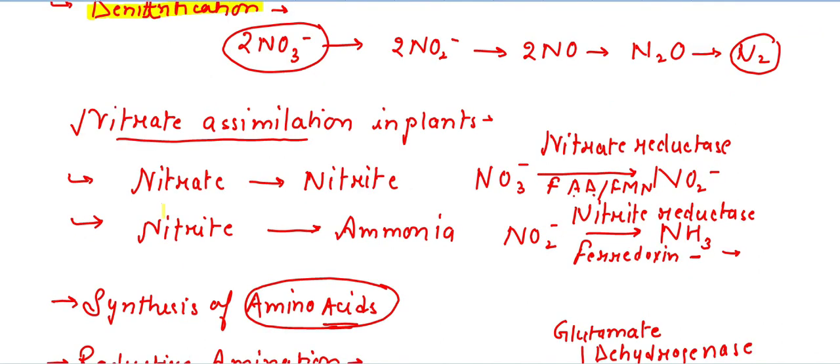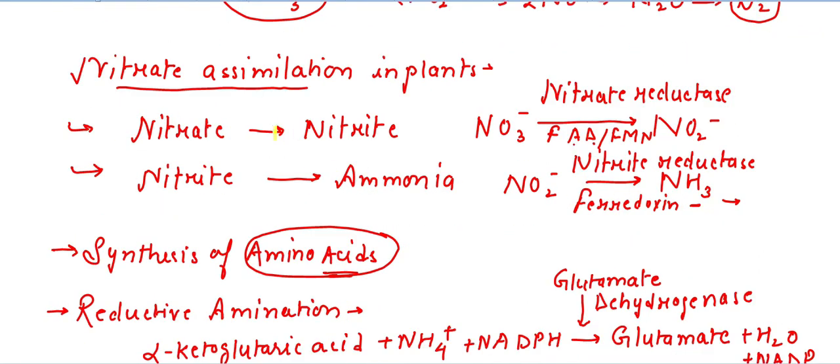Now the nitrate assimilation in plants, where the nitrate is first converted into nitrite, and then the nitrite gets converted into ammonia. And here we have to be clear with the enzymes. When the nitrate gets converted into nitrite, nitrate reductase functions, and when the nitrite gets converted into ammonia, nitrite reductase takes part, right? These are the coenzymes, and this is the electron carrier.